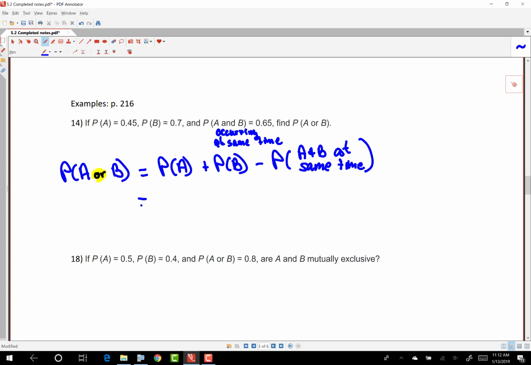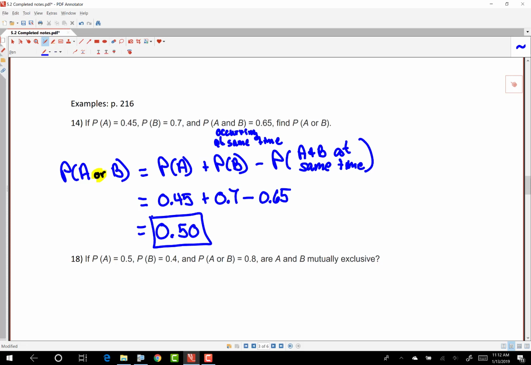Okay, so the probability of A they gave to us, that was 0.45. The probability of B they gave to us, that was 0.7, minus A and B at the same time. They gave us that probability, that's 0.65. So you're just going to take 0.45 plus 0.7 minus 0.65, and you should get 0.50. And so that's the probability of A or B.